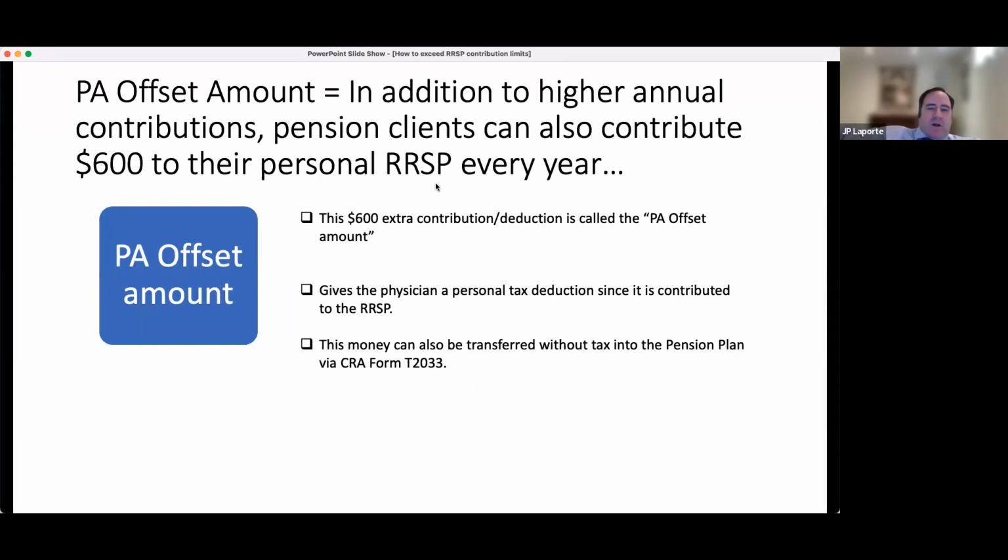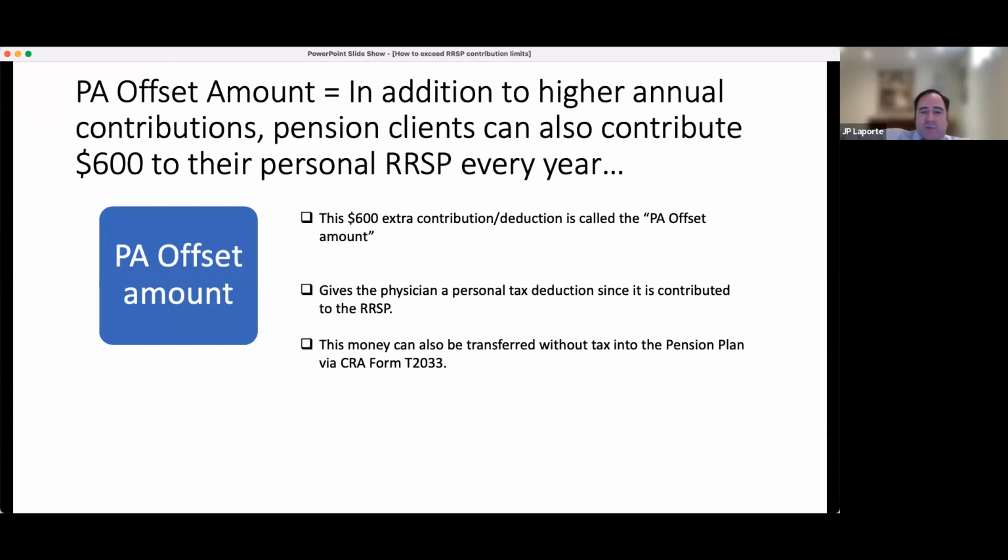Okay, another small contribution. I'm not going to spend too much time on it, but on top of the higher annual contributions that I've showed you before, on top of the past service, on top of everything else, the RRSP double dip, the CRA, the tax authorities, also give us an extra $600 that we can put in our RRSP on top of everything else each year. And that's called the PA offset amount, the pension adjustment offset amount.